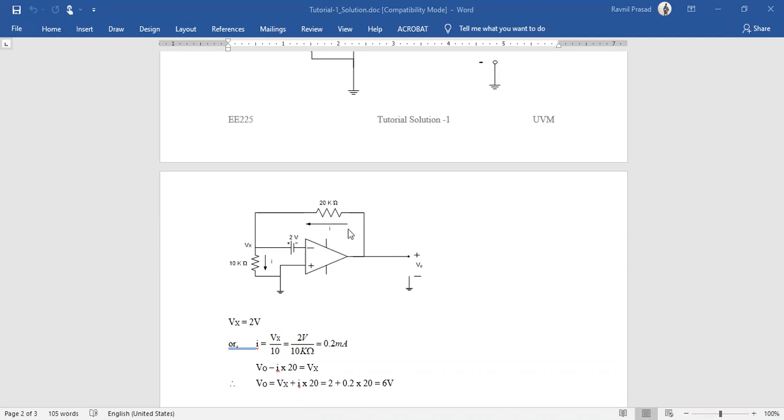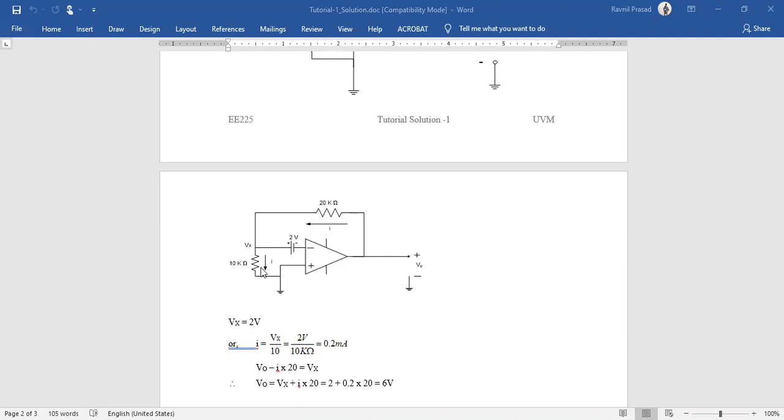Right. So drawing the current flow in this circuit, let's assume that the current is flowing from this end. If current flows in this direction, there is no current flowing in this branch over here. So whatever current we have in this branch will flow directly down.